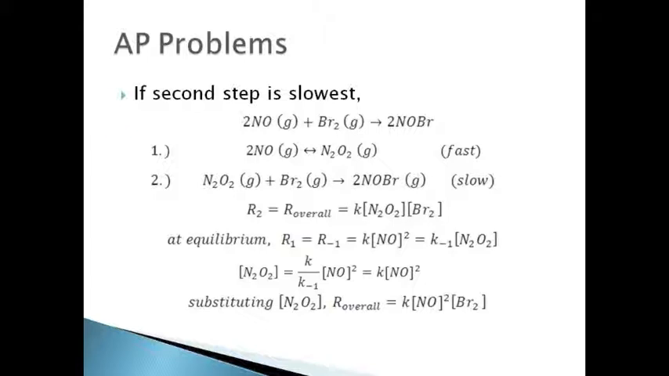of basic algebra. Now we see that 2 moles of nitrogen monoxide gas reacts with bromine gas to produce 2 moles of NOBr, or nitrosyl bromide. We're also given the 2 steps of the reaction, and we know that the first step is faster than the second step. Therefore, we can set up our rate overall as a constant times the concentration of N2O2 times the concentration of Br2. We also know that at equilibrium, the rate of the forward reaction is the same as the rate of the reverse reaction.